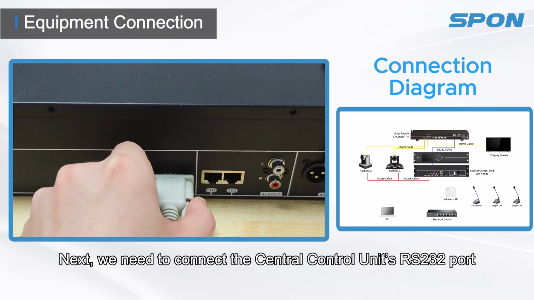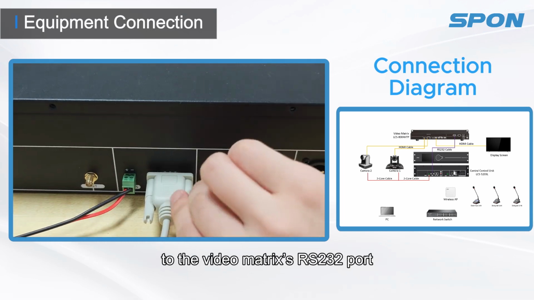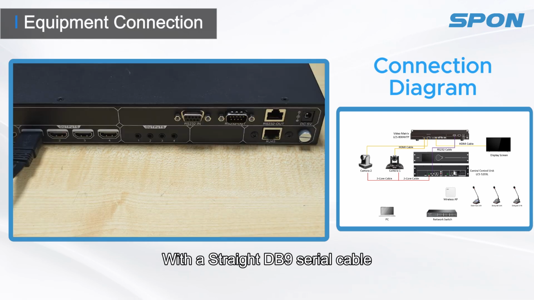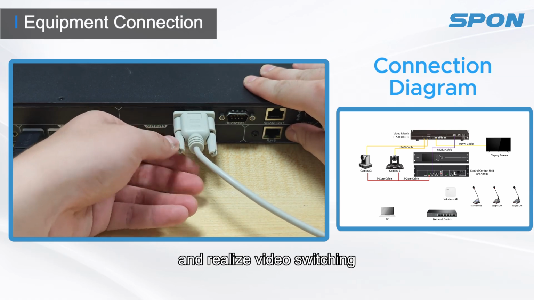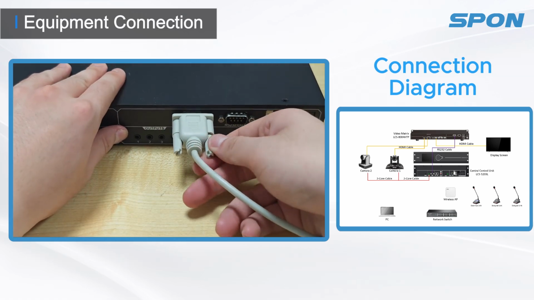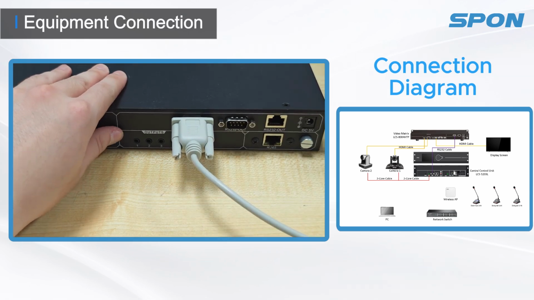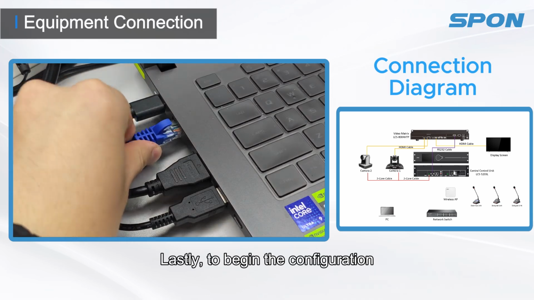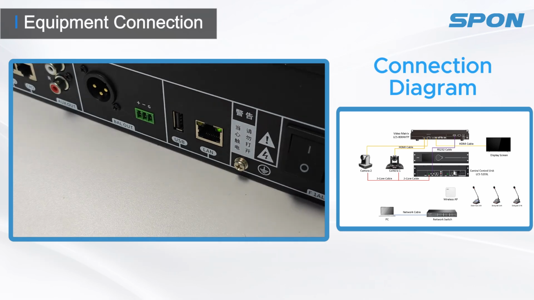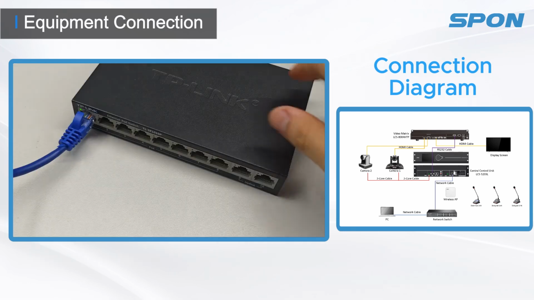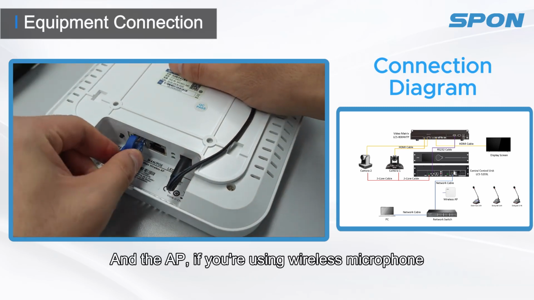Next, we need to connect the central control unit's RS232 port to the video matrix's RS232 port, with a straight DB9 serial cable, so the central control unit can send control commands to the video matrix and realize video switching. Lastly, to begin the configuration, we need to connect the PC to the same switch as the central control unit, and the AP, if you're using wireless microphone.